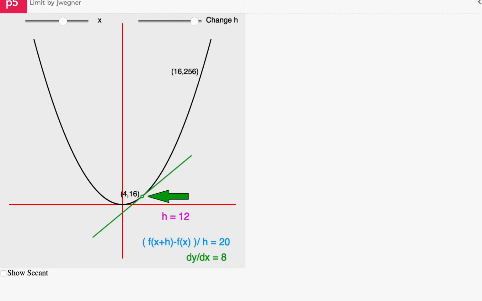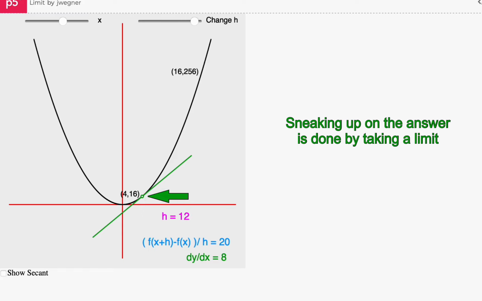The problem with curves is that the tangent only has 1 point on the curve. How do you get the rise over run from 1 point? The answer is to sneak up on the answer. We start with 2 points and bring them closer together so we effectively end up with 1 point and the tangent.